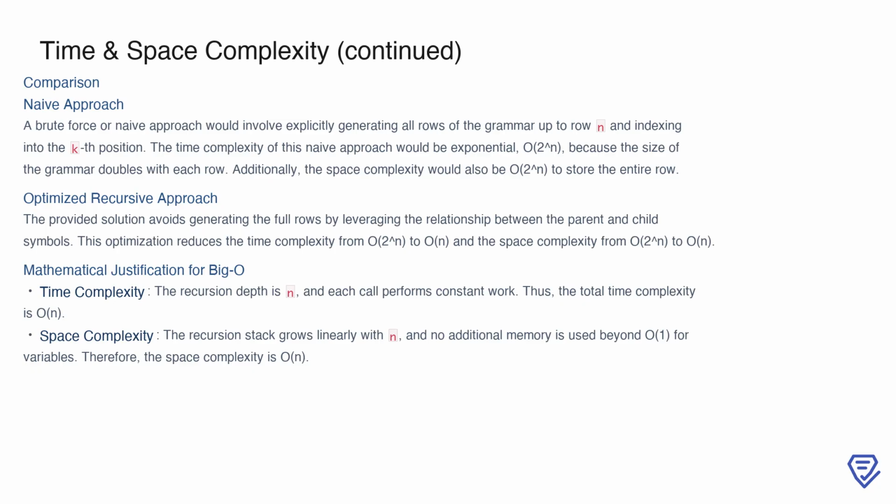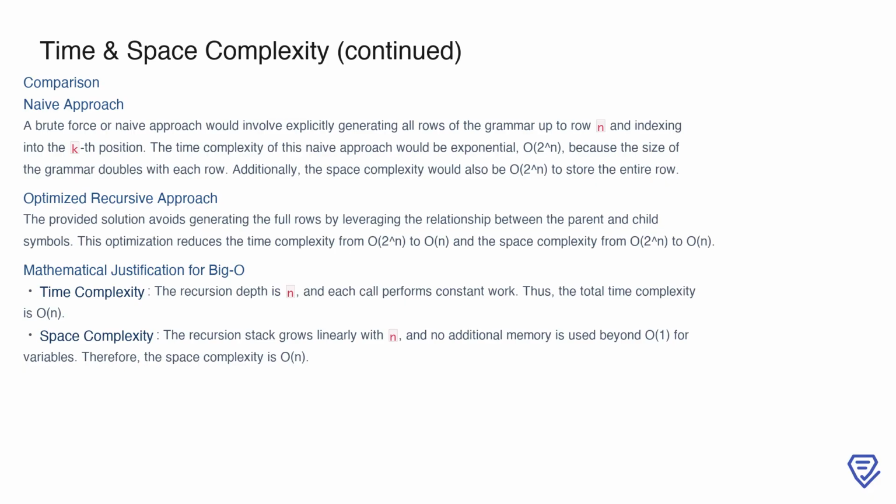Comparing this optimized recursive approach to a naive approach highlights its efficiency. In a brute force solution, we would generate all rows of the grammar up to row n and then index into the kth position. However, this approach has an exponential time complexity of O(2^n), because the size of the grammar doubles with each row, and storing these rows would also require O(2^n) space. The optimized recursive solution, on the other hand, avoids generating the full rows entirely. By leveraging the parent-child relationship between symbols, it reduces the time complexity significantly from O(2^n) to O(n).